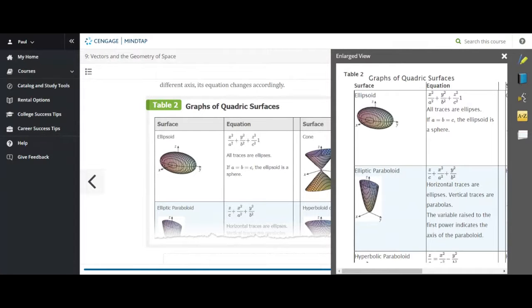An ellipsoid, like a football, has the equation that you see over here. They forgot the equals 1, by the way, there's a typo. An ellipsoid has the general equation x squared over a squared plus y squared over b squared plus z squared over c squared equals 1. That's an ellipsoid. An elliptic paraboloid, like the one we just saw, has the form that you see here.